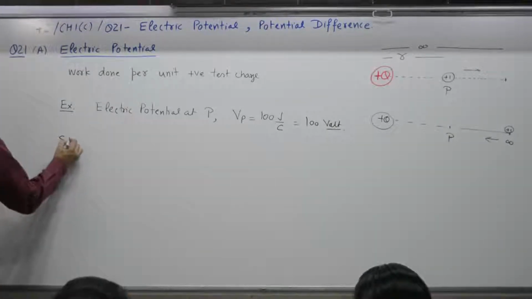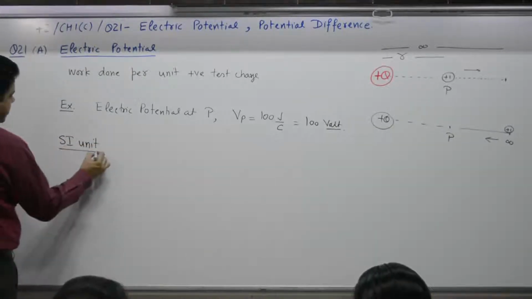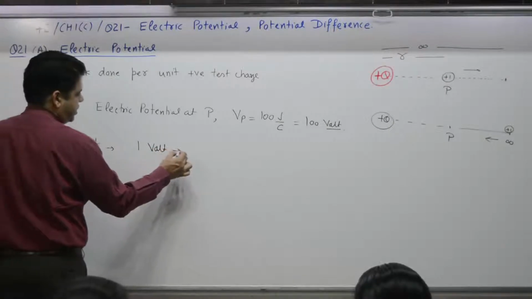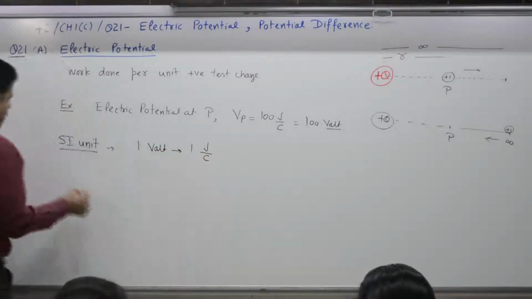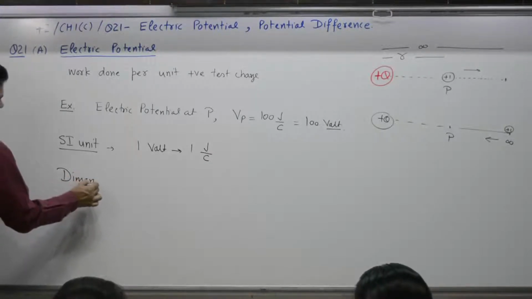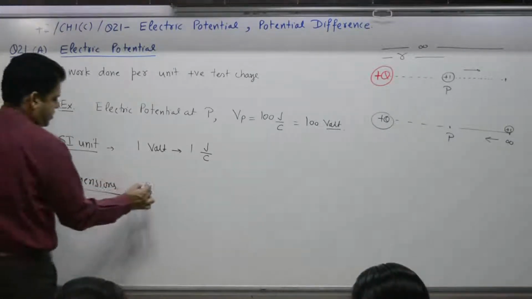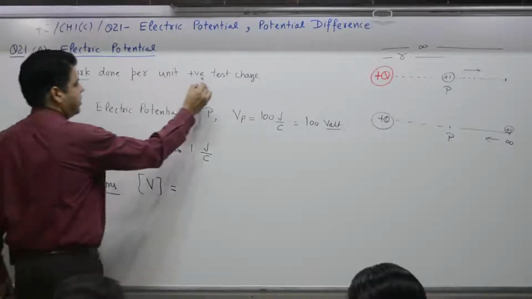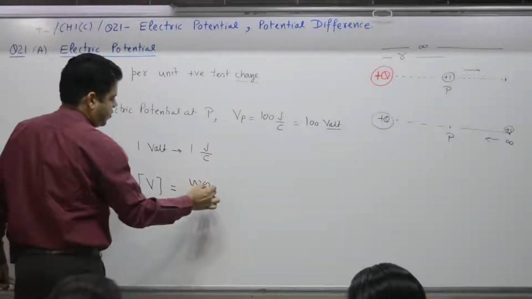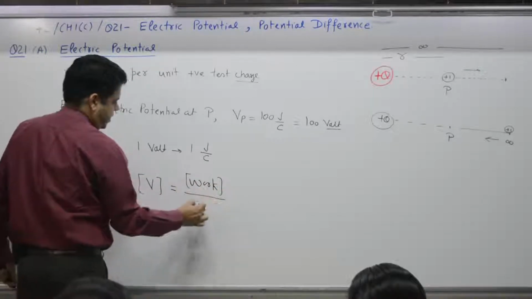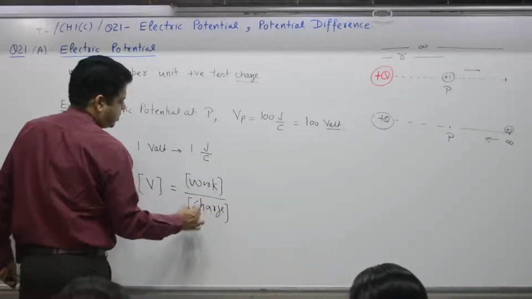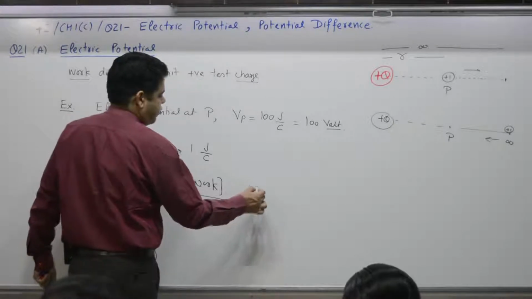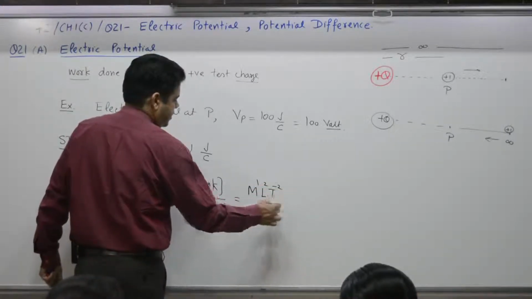So the SI unit for electric potential is what? Volt. 1 volt means what? 1 joule per coulomb. Dimensional formula. Dimensions of potential: work per unit charge. Dimensional formula for work divided by dimensional formula for charge. Dimensional formula for work is M1 L2 T minus 2.